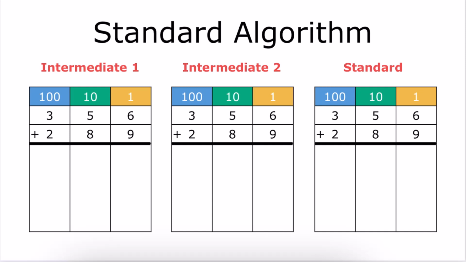And if they played around with the blocks enough, they know that 15 ones can be regrouped into 1 ten and 5 ones. So you just write that down. Then you say, okay, well now let's add together our tens. Well, if I have 5 tens plus 8 tens, that's 13 tens.